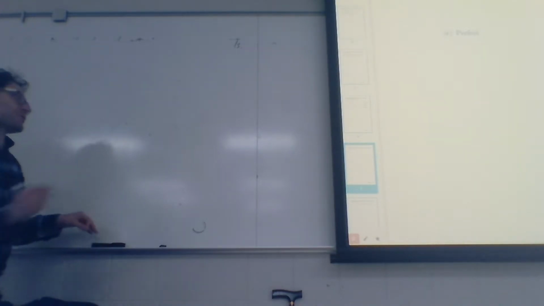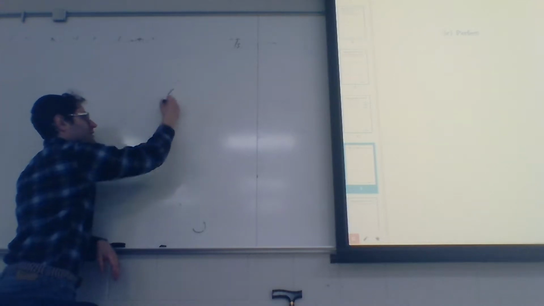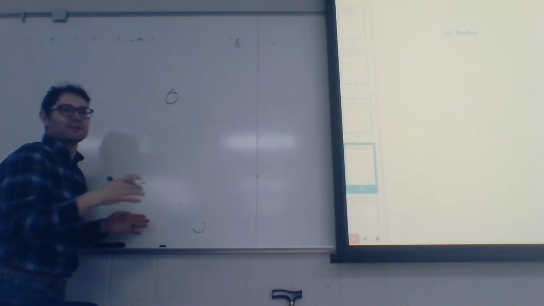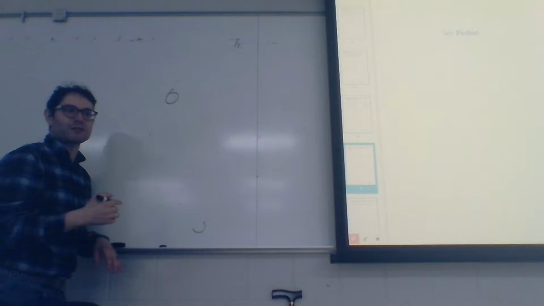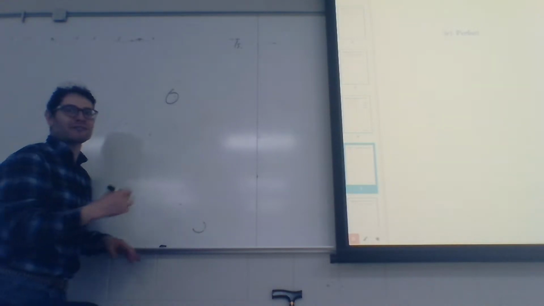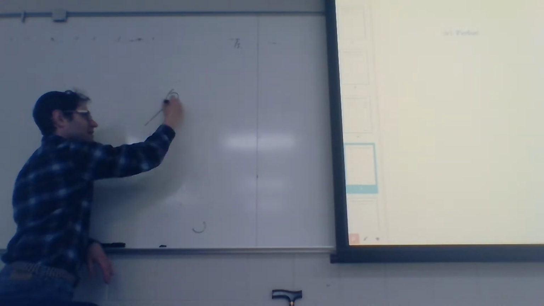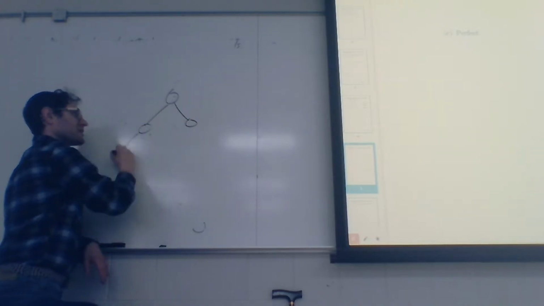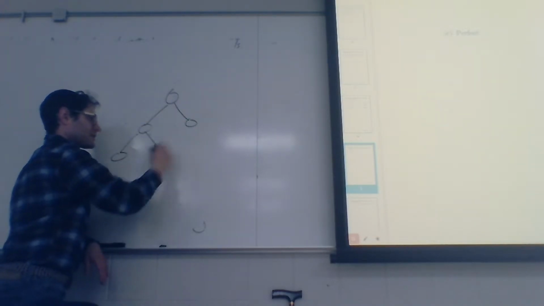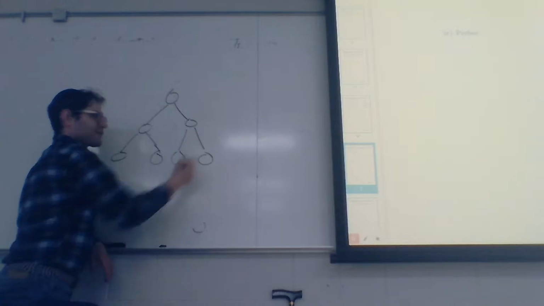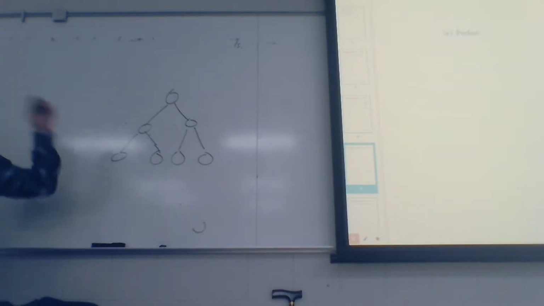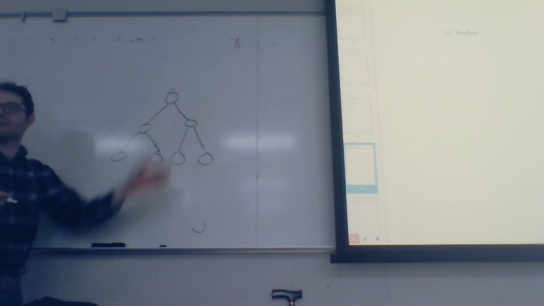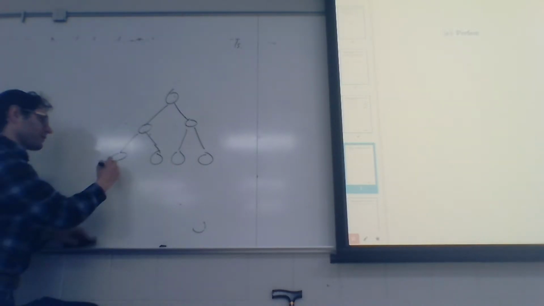Now, in practical terms, that means that the tree is filled at every level. It's completely filled and completely symmetrical on every level, right? So this is a perfect tree. This is a perfect tree, because it's height 3 and it has 2 to the 3 minus 1 nodes in it, 7 nodes. Notice that it's completely symmetrical. And they're always going to be full.